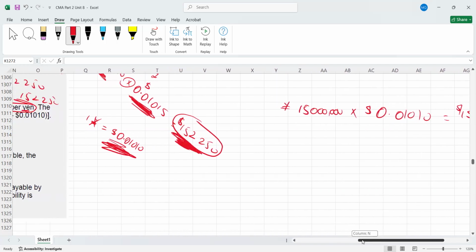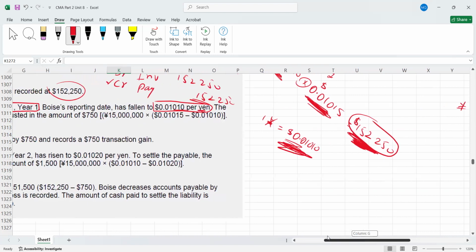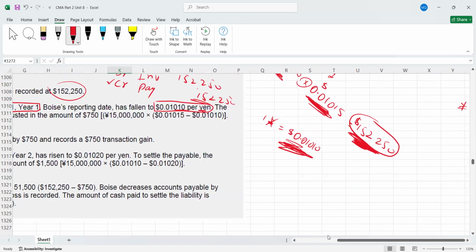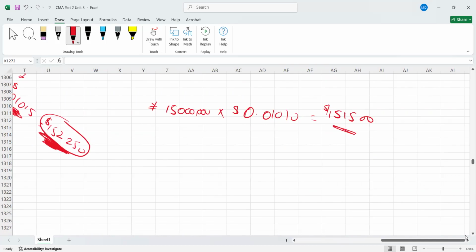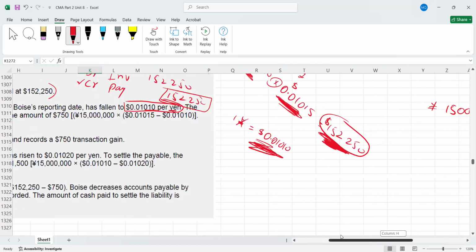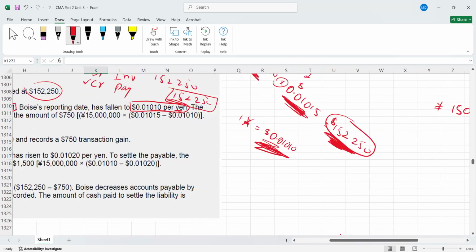Now you have to check what was the previous value of your liability, because you have booked your liability with 152,250. But as per the year end exchange rate, the value is 151,500. So now tell me, has your liability value increased or decreased due to the change in exchange rate? Obviously, your liability value has decreased.